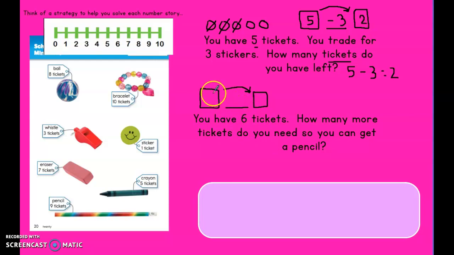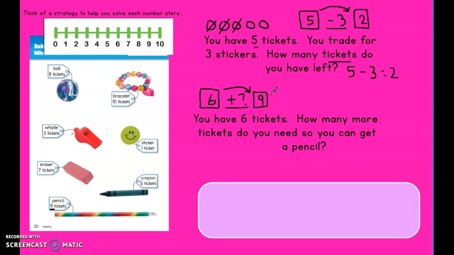So I know I start with 6 tickets, but we need to know how many more we need to get a pencil. Well, let's find over here. Here's our pencil. And it says a pencil is 9. So that's how many we need to end up with. So that's actually our ending number. So got to be careful with that. So we're actually trying to figure out what our number should be there. Now, I do know that 6 isn't enough, so I'm going to need to add more tickets to have enough. So we are going to be adding. And so 6 plus what number equals 9?